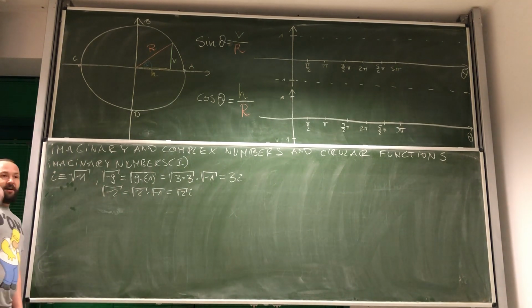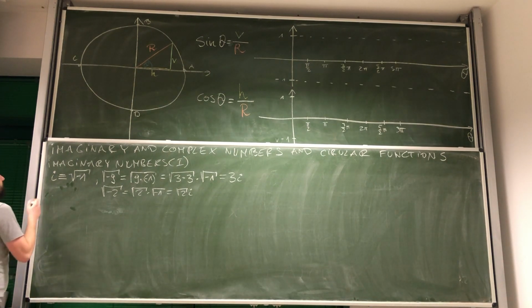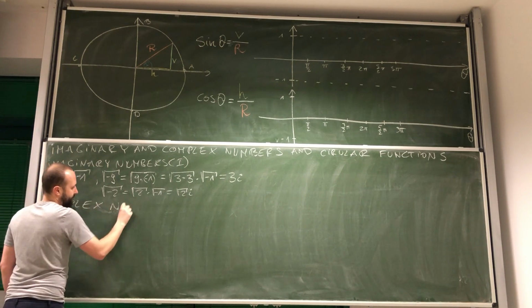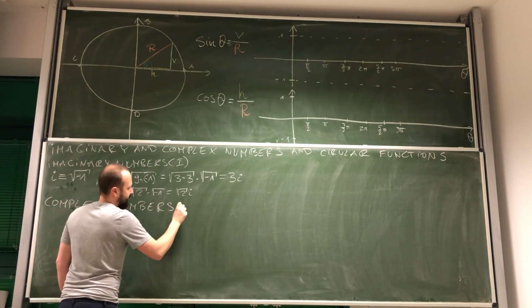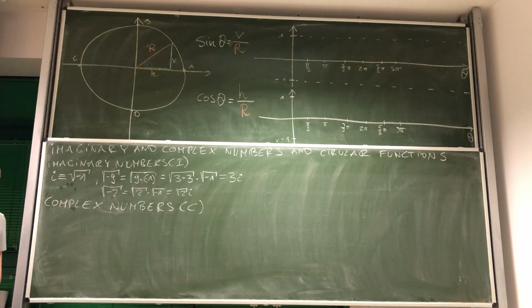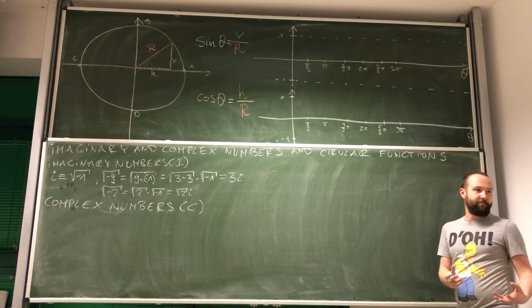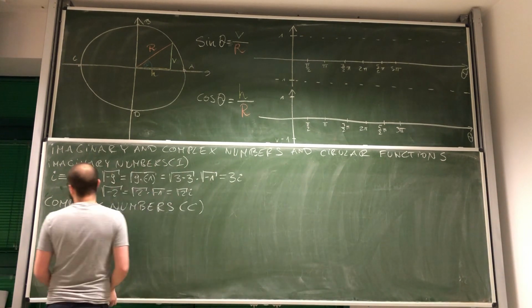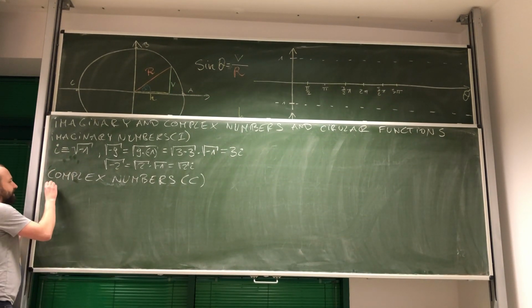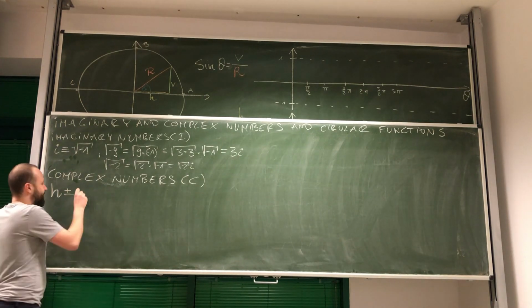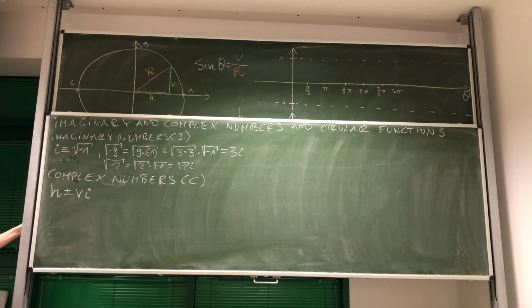Okay. Now, how about complex numbers? Because imaginary numbers are imaginary, in order to bring them to the real world, we're combining them with real numbers. And generally, the structure of a complex number looks like this: h plus or minus some v times i. Why a construction like this? We will get to it. Let me just give you some examples.